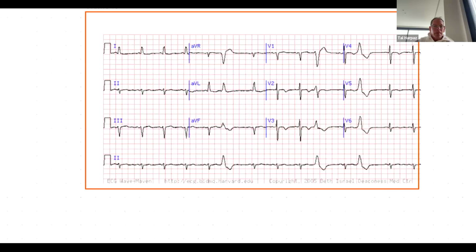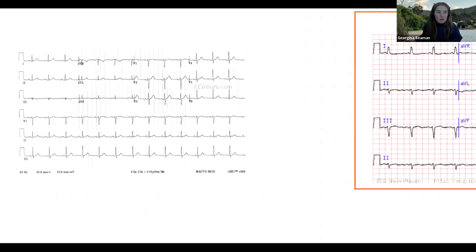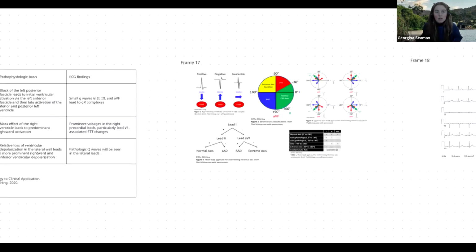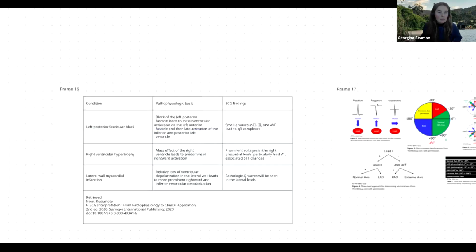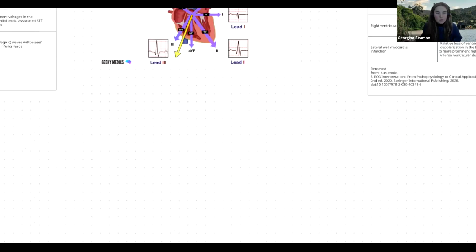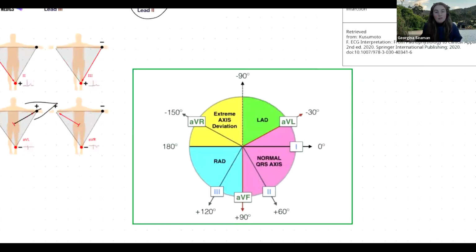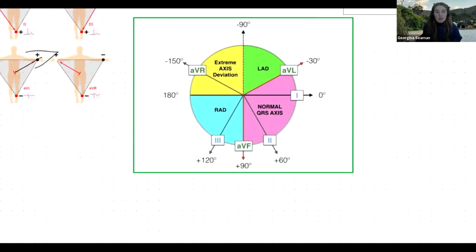Positive. Positive. Okay, so 3 and AVF are now negative, and 2 is pretty isoelectric. So if we look at our, let me go back to our picture now. So we know what we're looking at now. Here we go, I had one here. We said that 3 and AVF should be positive and 2 should be positive, but all of them are negative, which means the direction of our ECG is heading this way.